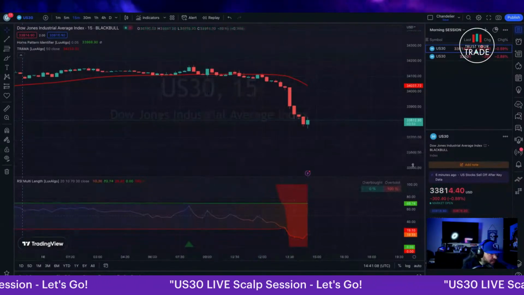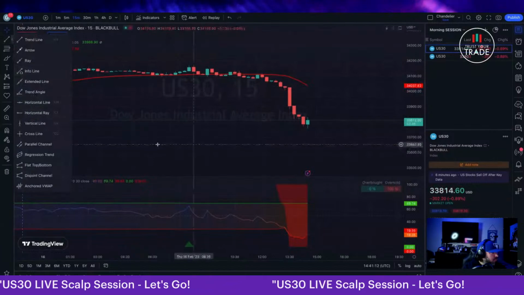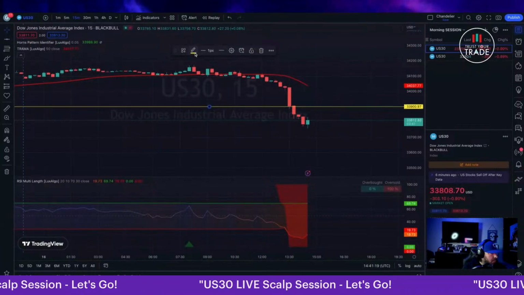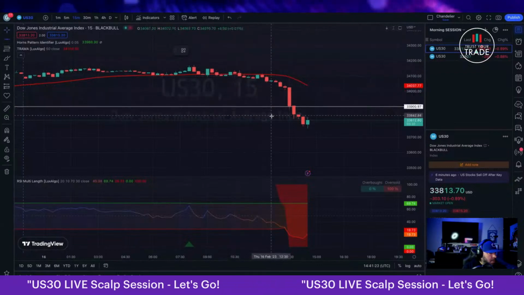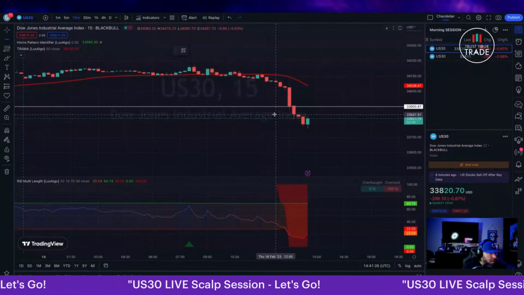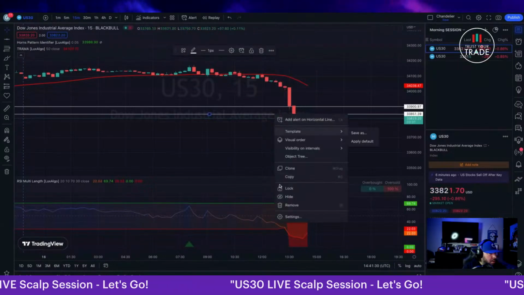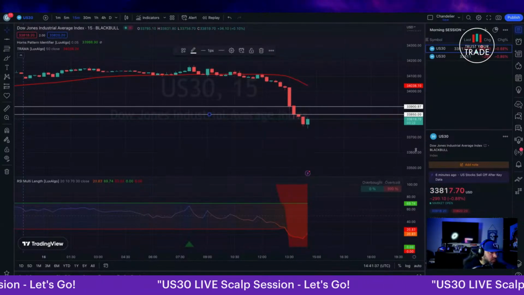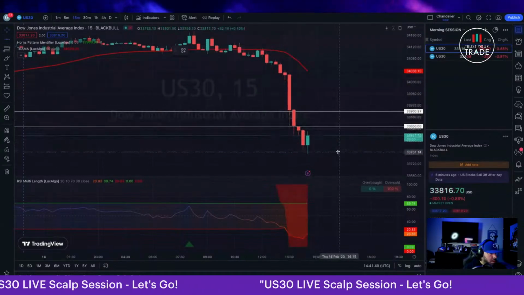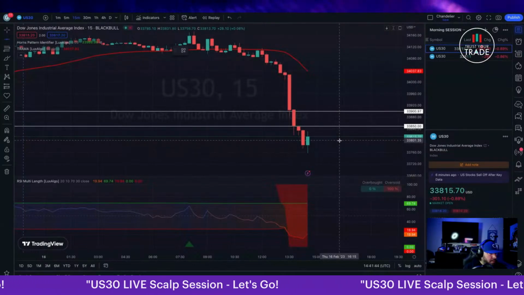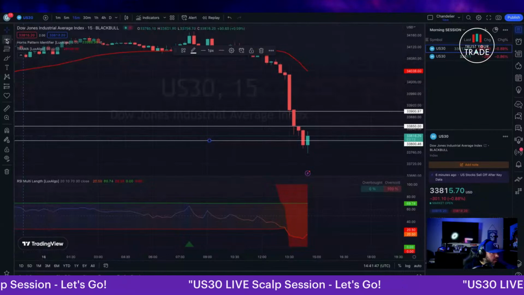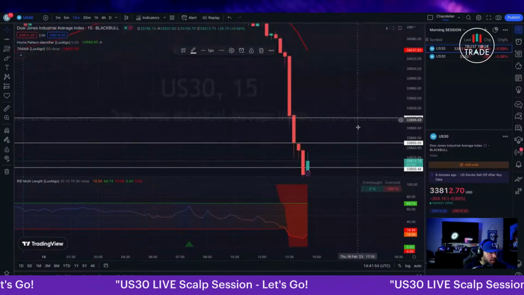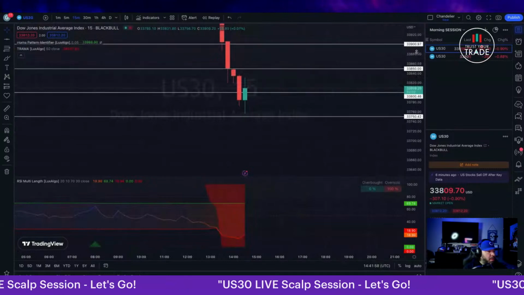So let's go ahead and mark up here off of bank zones. Mark up off of bank zones. All right, perfect.